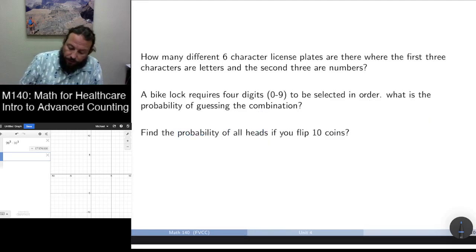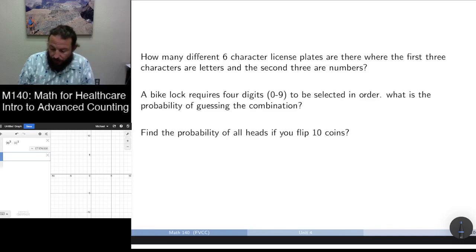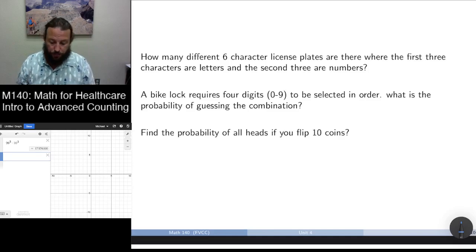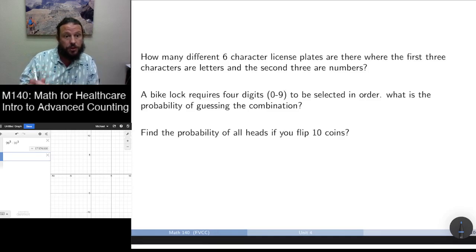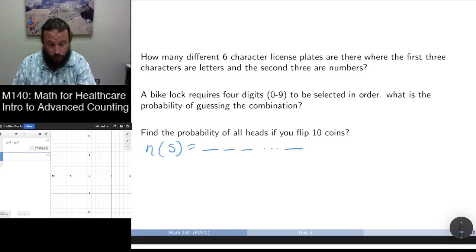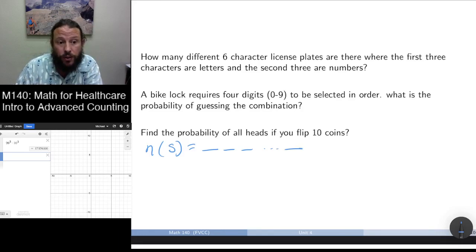Okay. Let's see. Find the probability of all heads if you flip 10 coins. Just like in the last module, we really want to find the size of the sample space first. That's always your starting point. So here we want the number of ways to flip 10 coins. I'm going to have a dash for each of the 10 coins. I'm not going to draw all those. How many possibilities for each? There's 2, heads or tails. Each coin's heads or tails.